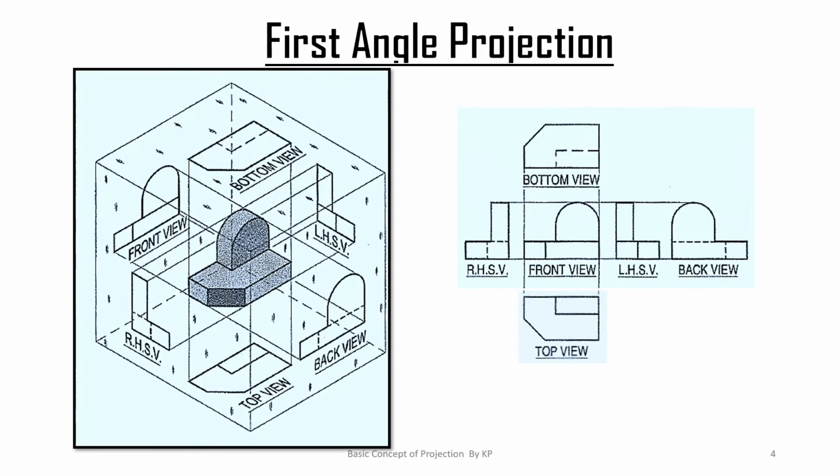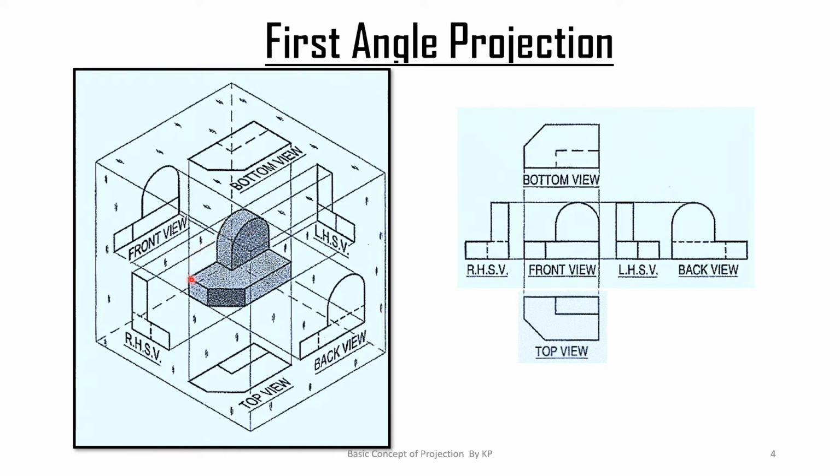Here let us understand the first angle projection in more detail. Here this is the object and the relative positions of different views: right hand side view, left hand side view, front view, bottom view, top view, and back side view are shown in the figure. The first figure is a three-dimensional projection of the object onto the different planes, and the second one shows the different positions of the projections on the two-dimensional sheet. Let us understand it clearly.